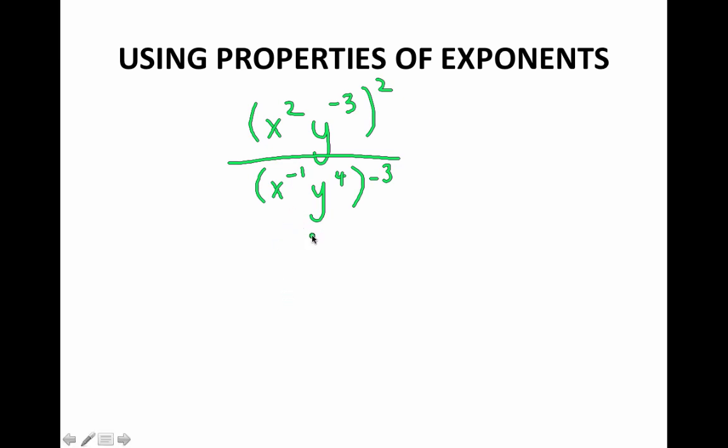So again, there's a couple ways to go about approaching this problem, but what I'm going to do is distribute those powers first that are outside of the exponent. So that means I'm going to distribute this squared to here, and this negative 3 to here and here. And so that means that my next step is x to the 4th, because it's power to power, I multiply, y to the negative 6 over x to the 3rd, y to the negative 12.